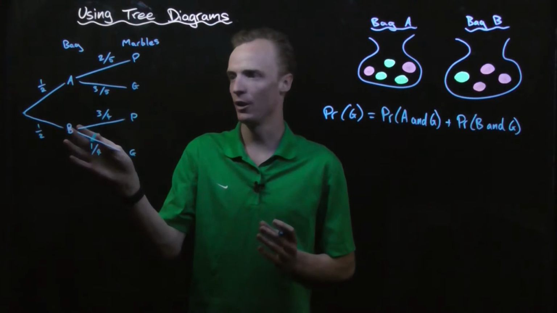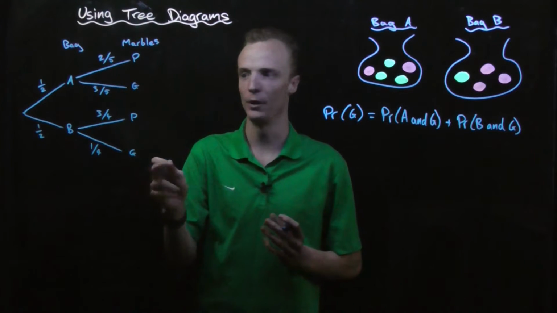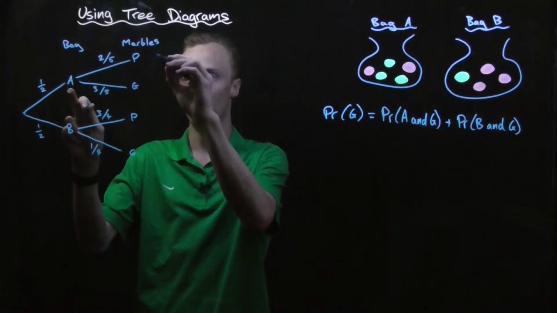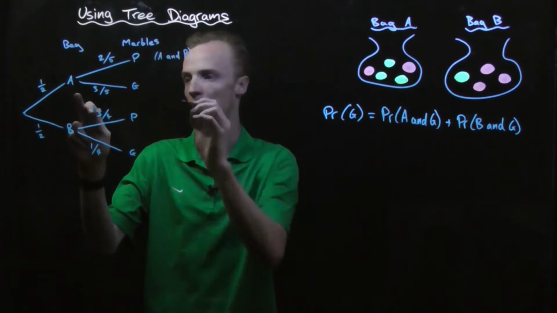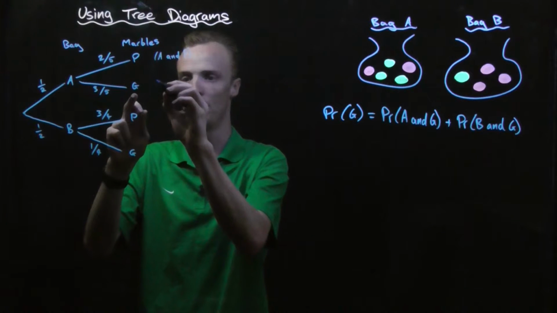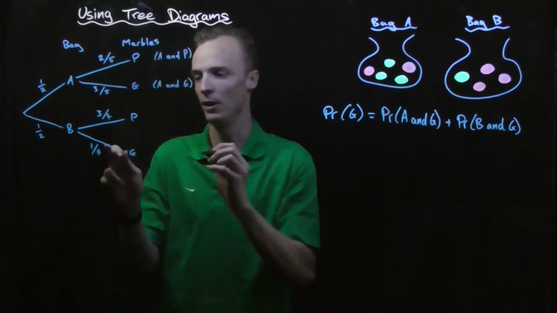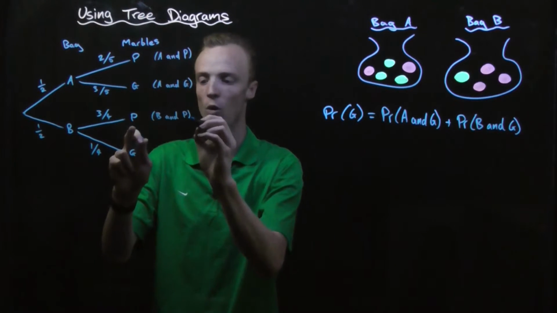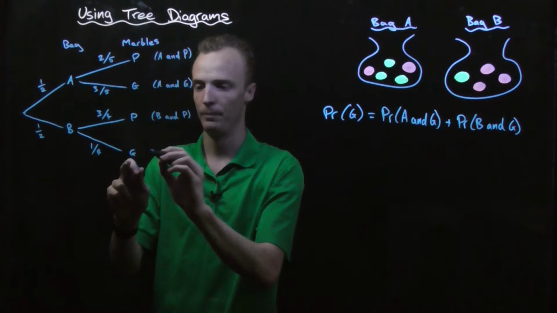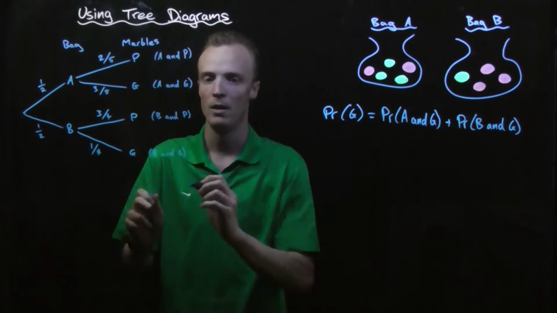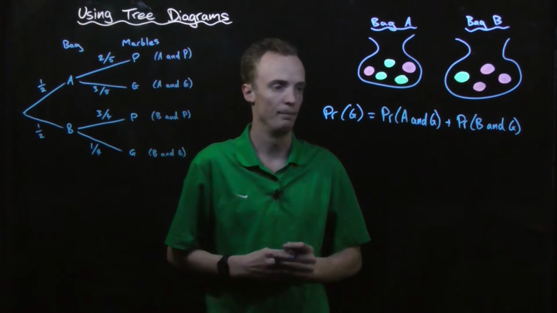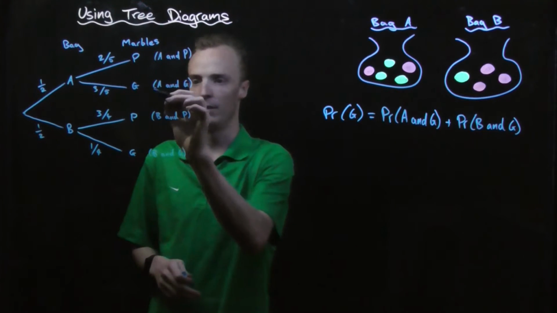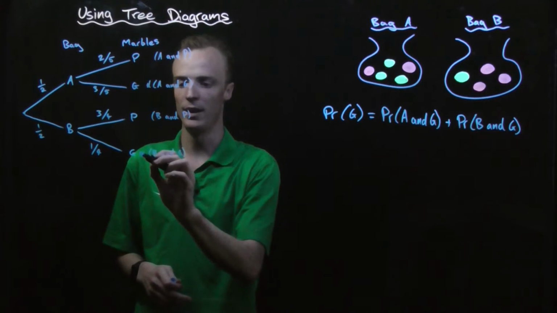So the tree diagram shows us that there are 4 different outcomes that could occur. You could either get bag A and a pink marble. You get bag A and a green marble. You could get bag B and a pink marble. Or you could get bag B and a green marble. But what we're most interested in is bag A and green, and bag B and green. So this one here and this one here.